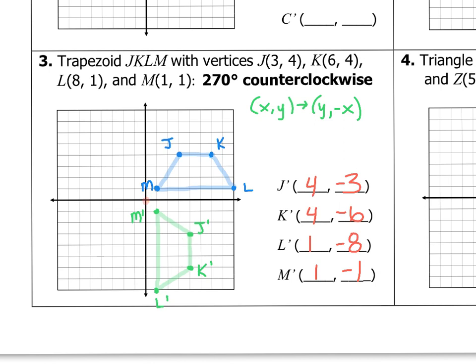Another way you could check is if you were to connect the dots from M to M prime, they're equidistant away, and also this is going to become a 270 degree angle going counterclockwise. So you could do that to every single point and you would see that.